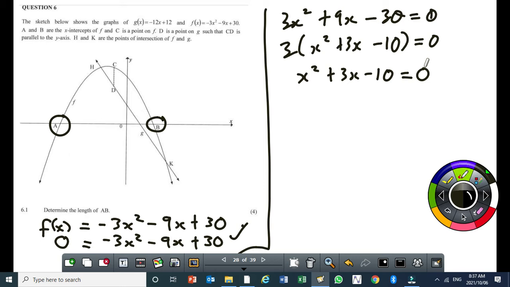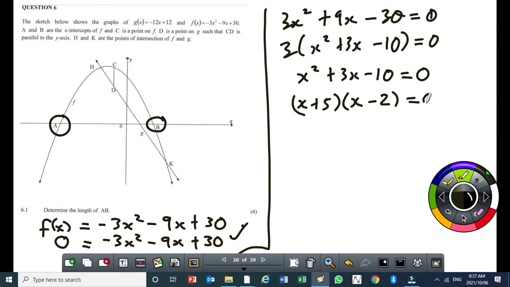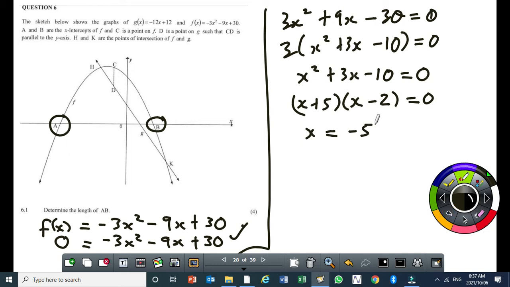And it's very easy. So this becomes x plus 5 times x minus 2. So x will be equal to minus 5 or x will be equal to positive 2. Now, common sense should tell you that obviously here, at A, x is going to be minus 5. At B, x is going to be 2.